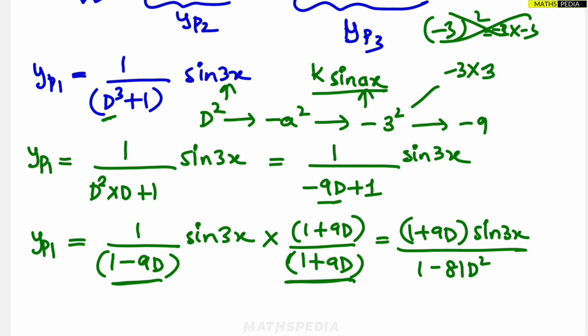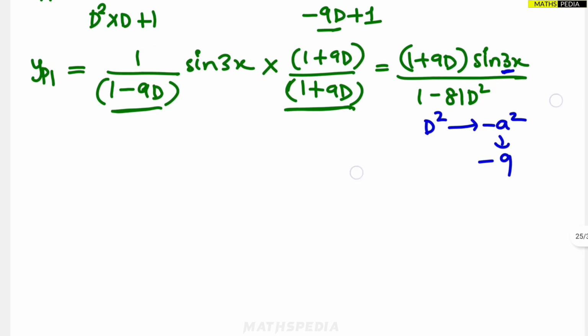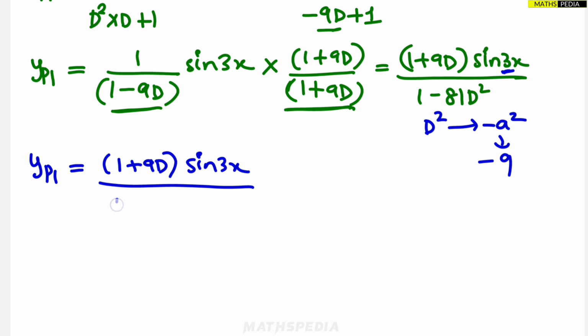After this, instead of D square, can I substitute again minus a square? Yes, you can substitute. Now what is minus a square? Again it is 3 only. So again I have to substitute minus 3 square, which is minus 9. So instead of D square, I will substitute minus 9. So yp1 will become 1 plus 9D into sine 3x divided by 1 minus 81 into minus 9, right? So how much will this be? Now expand this bracket.